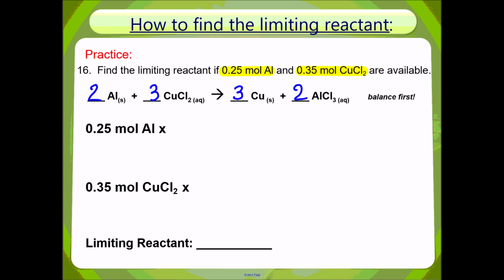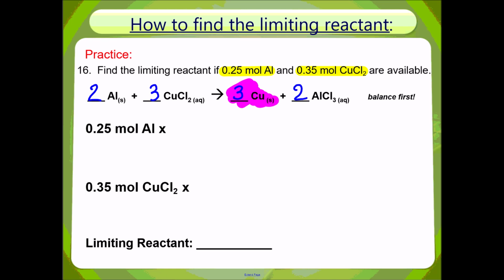Find the limiting reactant if 0.25 moles of aluminum and 0.35 moles of copper 2 chloride are available. First, I have this equation that is already balanced. Next, I have written down the given amount of each reactant. Since this reaction will produce two products, copper and aluminum chloride, you must select one product to get to in your calculations. I will pick copper to work with, but it is completely okay if you decide to go with aluminum chloride.